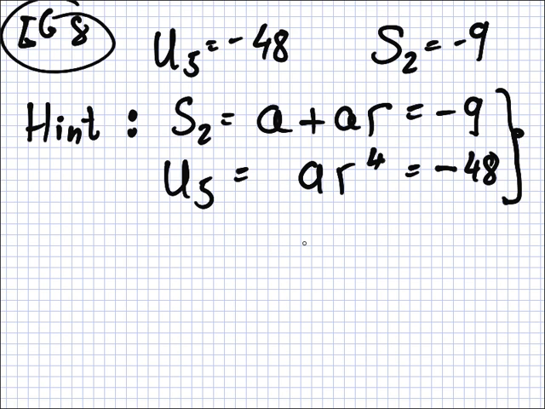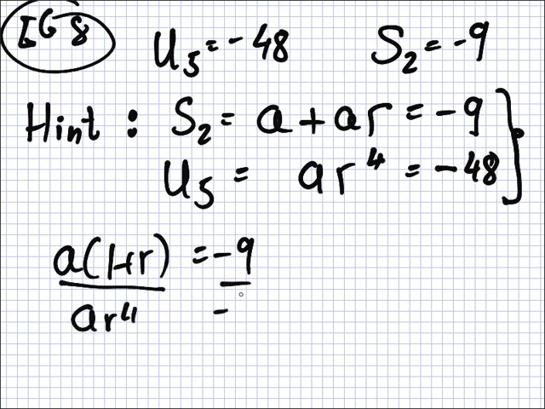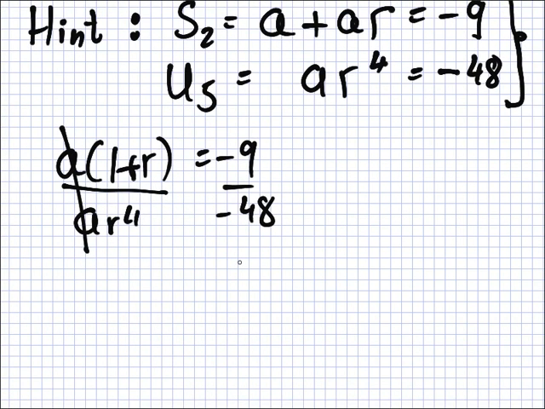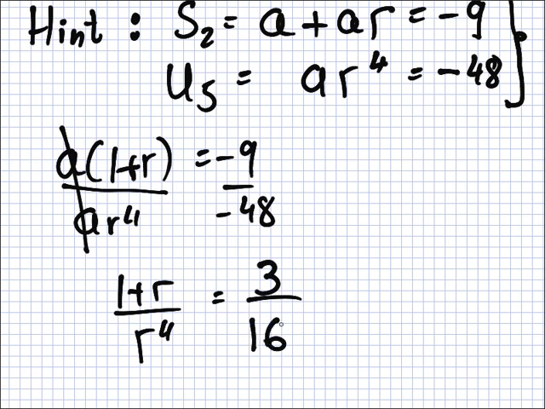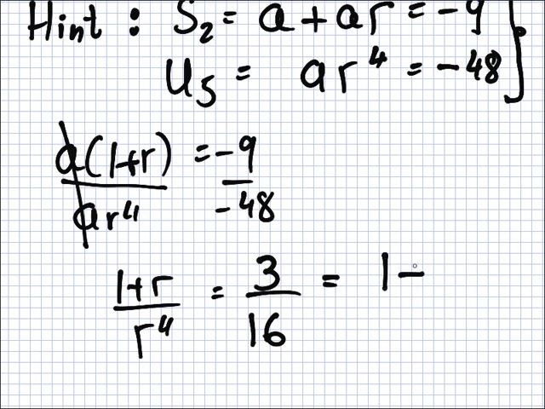Got it? Oh, well done. Let's have a look here. What did you do first, Ming? I used the hint and changed S2 to a multiplied by 1 plus r, and over u5, you divide by ar to the 4 equals minus 48. And I guess r is 2, because r to the 4 is 16. You are correct. That is how you need to do this. 1 plus r over r to the 4 equals 3 over 16. So you can change 3 over 16 into 1 plus 2 over 2 to the power 4.